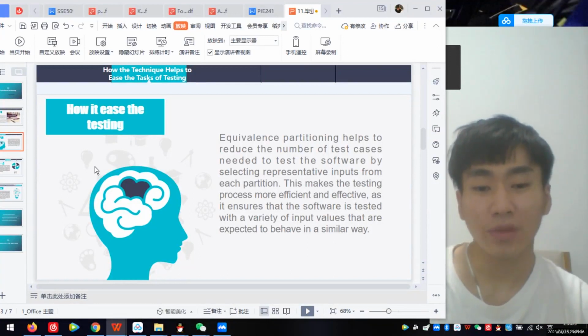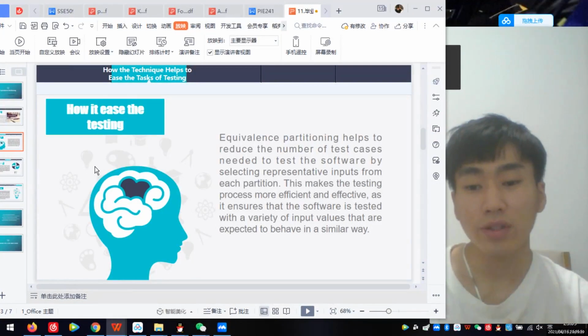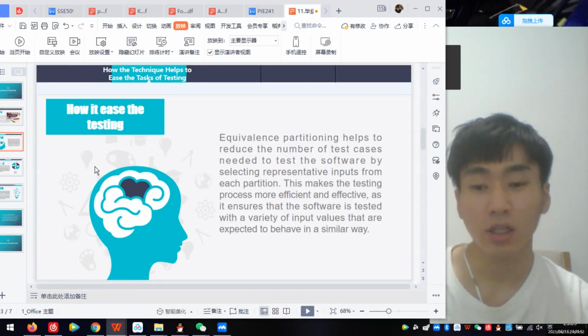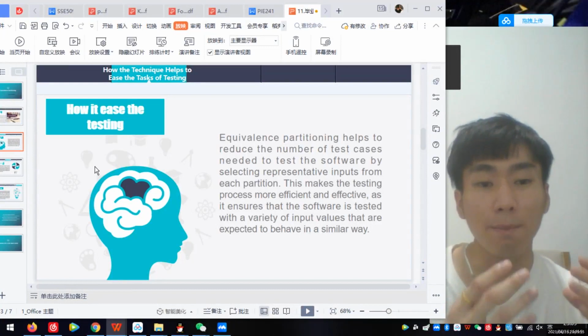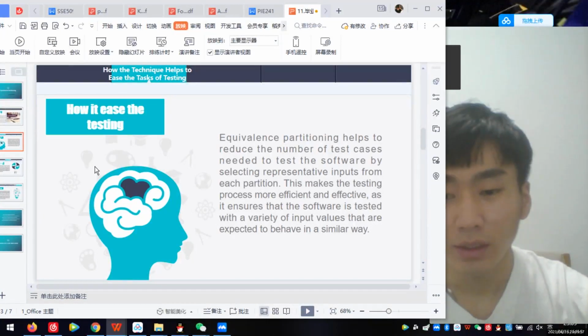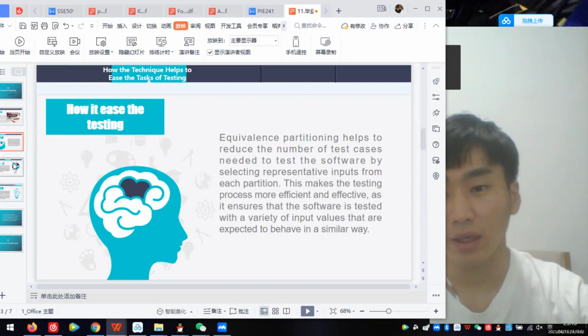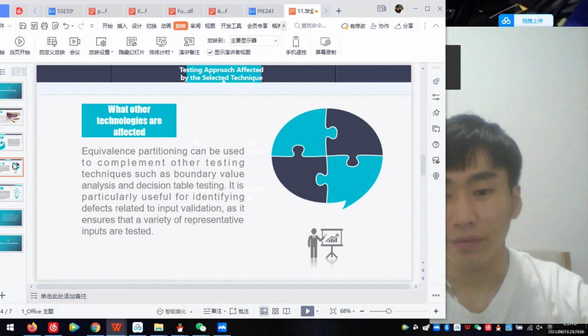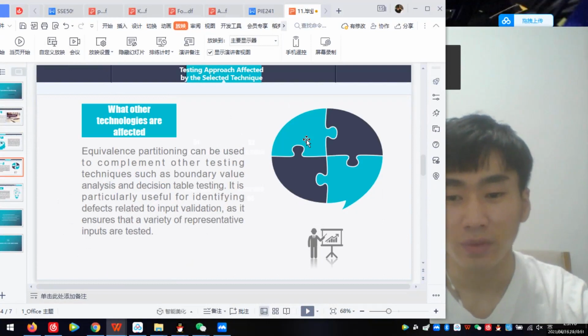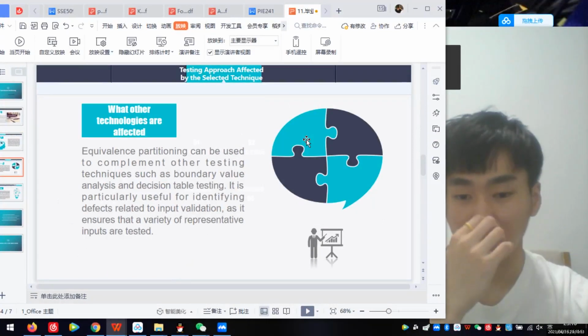Secondly, at the same time, testing with equivalent partitions also improves test coverage by ensuring that the software is tested with a variety of input values that are expected to behave in a similar manner. I think this is how it eases the testing. And in the next part, I want to talk about the testing approach affected by the technique.